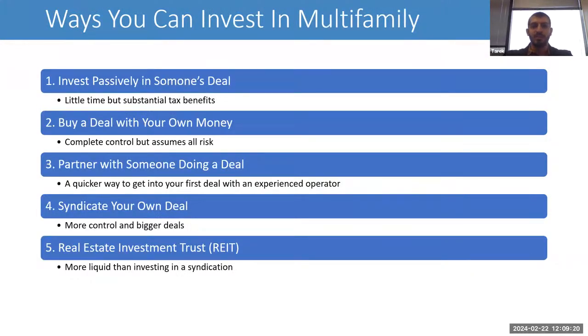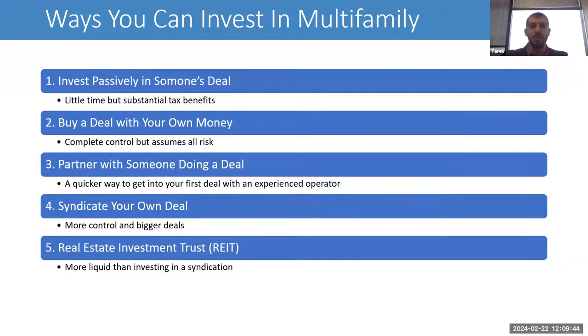So, ways that you can actually participate as an investor and get involved in a multifamily deal. Number one is you can invest passively in someone else's deal. This takes up a little time from you, but it also comes with substantial tax benefits, right, which is nice. The second way is that you can buy a deal completely on your own with your own money. Of course, in this scenario, you assume complete risk, but you also maintain full control of the deal.